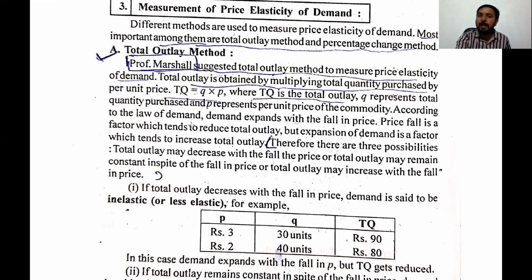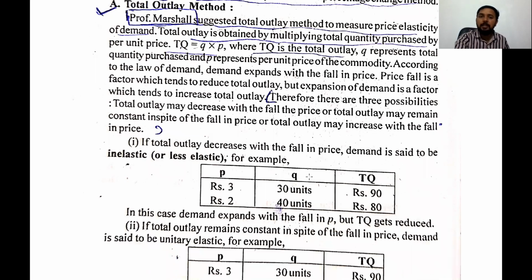According to the law of demand, demand expands. Expand means increases. Demand expands with the fall in price. Fall means decreases. When price decreases, its demand expands, or we can say increases. Price fall is a factor which tends to reduce total outlay, but expansion of demand is a factor which tends to increase total outlay. Therefore, there are three possibilities. Total outlay may decrease with the fall in price, or total outlay may remain constant in spite of the fall in price, or total outlay may increase with the fall in price.